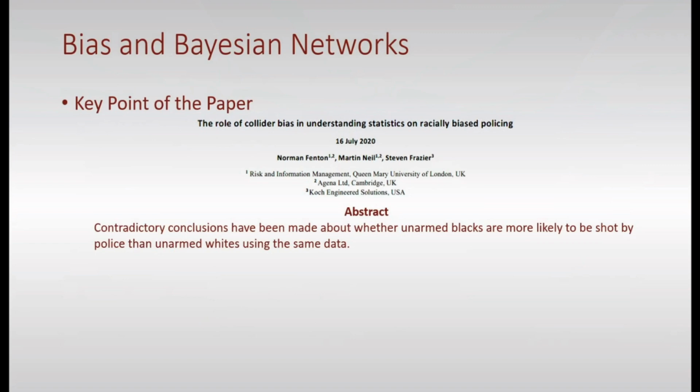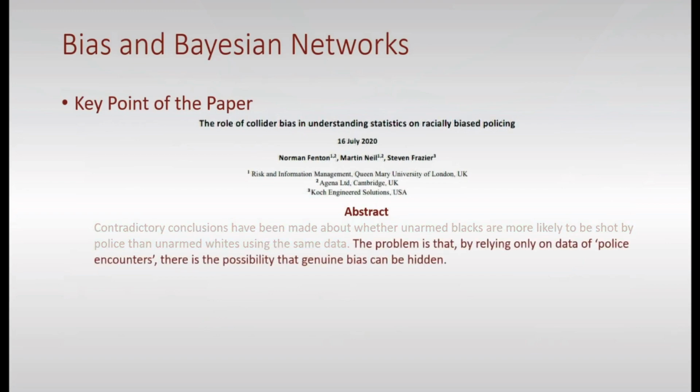So she starts off with it. Contradictory conclusions have been made about whether unarmed blacks are more likely to be shot by police than unarmed whites using the same data. And the problem is that by relying on data of police encounters, there's a possibility that genuine bias can be hidden.